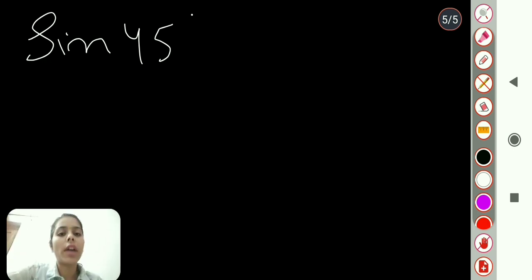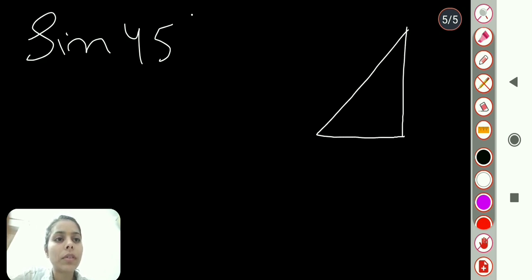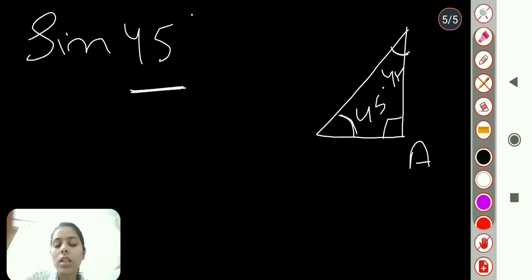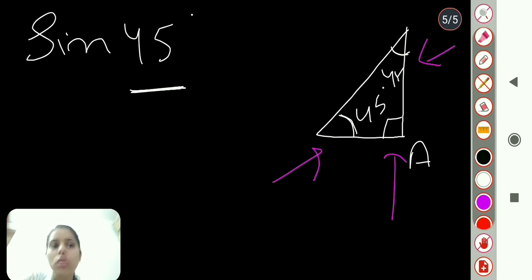So for sine 45 degree, I am drawing a right angle triangle, right angled at A. So for 45 degree, if this angle is 45, this angle will also be 45. Why? This is a very basic question. Like we can see sum of all angles of a triangle is 180, right? So this is 90, this is 45 and this will also be 45.